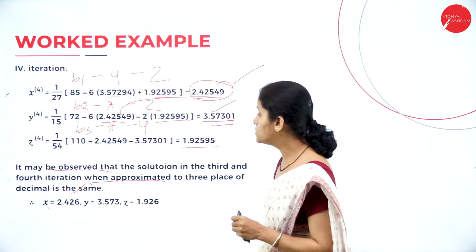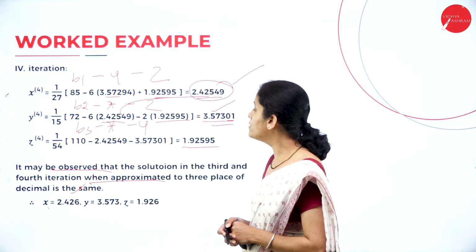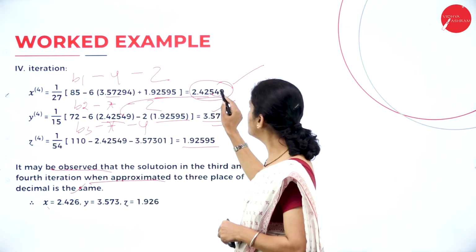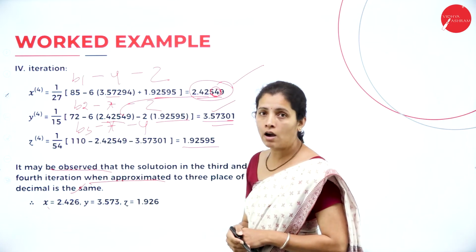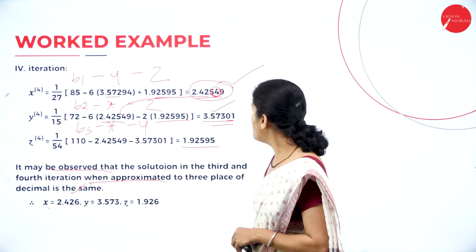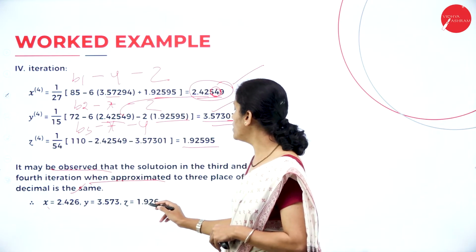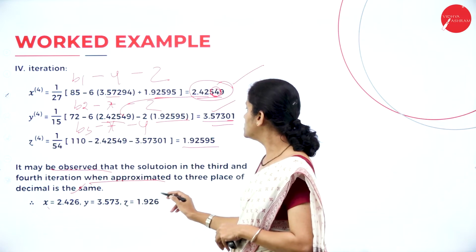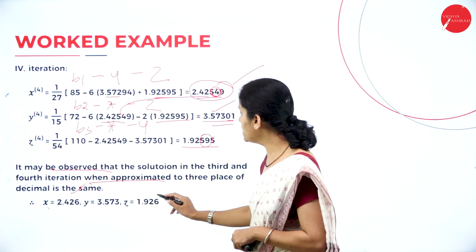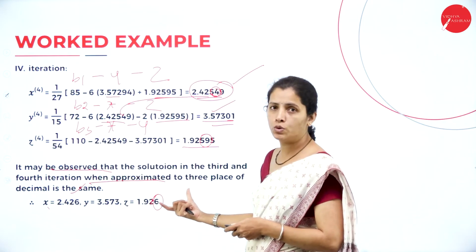And what is my x value? That is x equal to 2.426. Why is it 6? Because it is 54, so I'm going to round it. So it is 6. And y is 3.573, and here it is 1.926, because it is 59. So I'll round it. So it is 6. So this is the approximate solution.